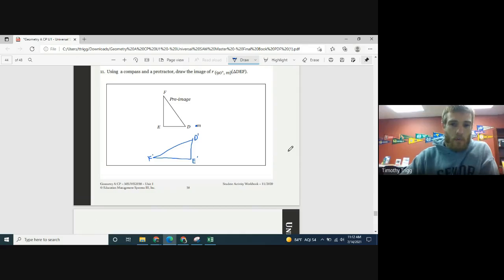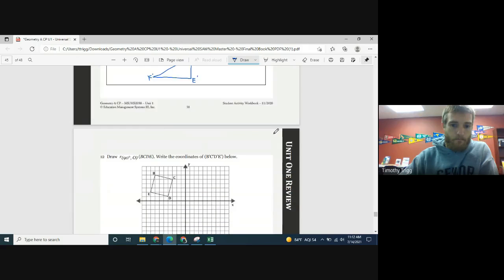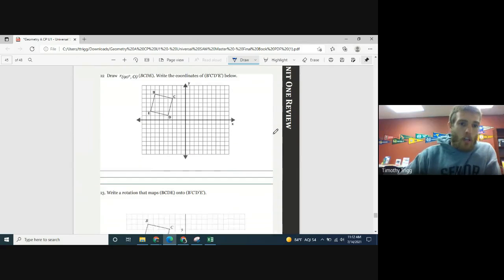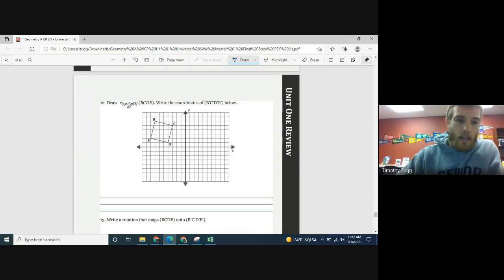Don't worry about being too precise. Here's another rotation. So again, we're rotating 90 degrees around O. So when they say O, and there's no O in the picture, what they're talking about is the origin, right? So that's 0, 0. So in this case, we're rotating around 0, 0. And we're rotating the pre-image B, C, D, E, and we're creating the image B prime, C prime, D prime, E prime.